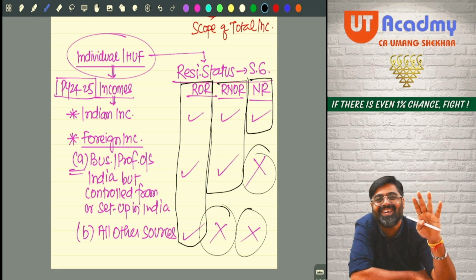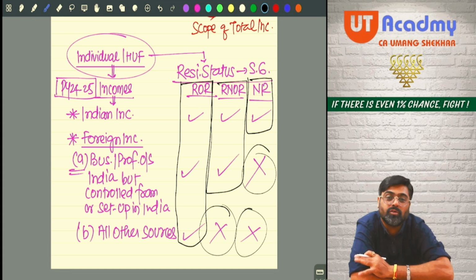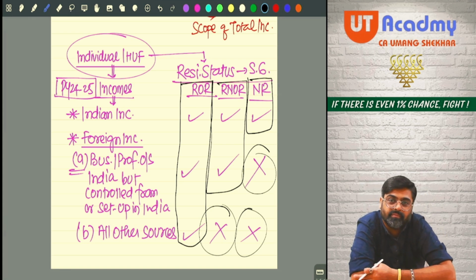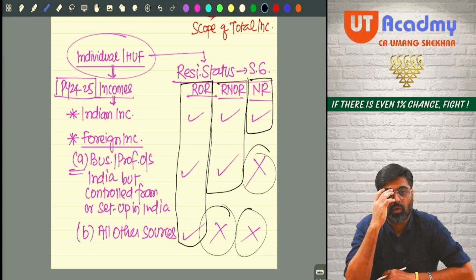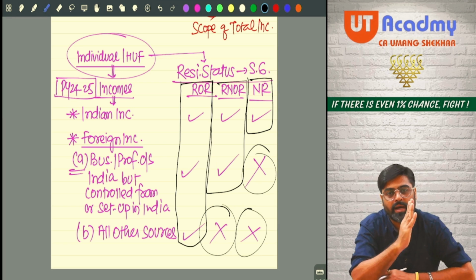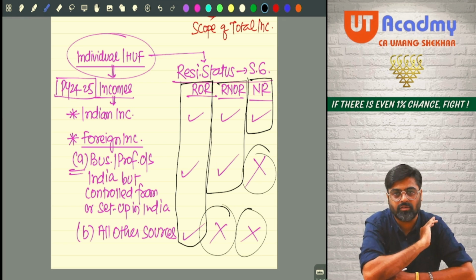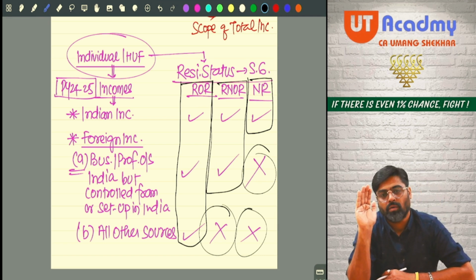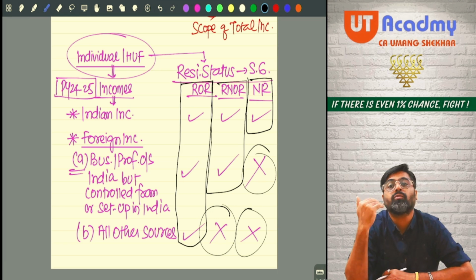Getting my point? Okay. Now pay attention. This was all about individuals and HUFs. Now tell me, if you are an individual or you are HUF, what could be your residential status, ROR, RNOR or NR? We will decide as per section 6. We have to learn that. What type of incomes can you earn? You can earn Indian incomes or you can earn foreign income, part A or part B. How to identify? That we'll learn later on.